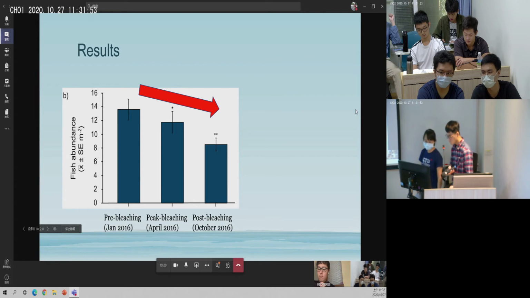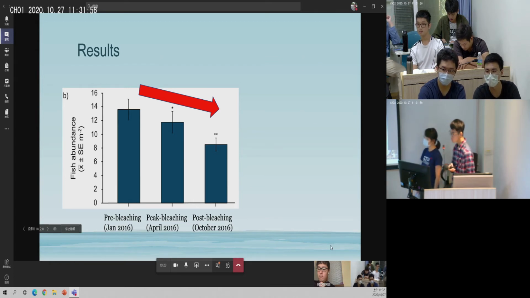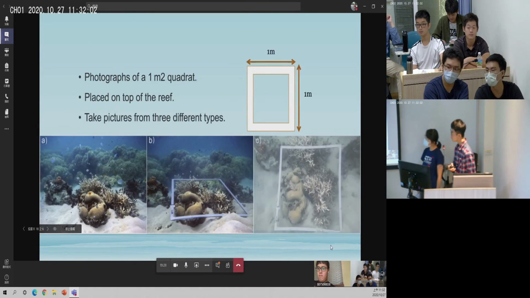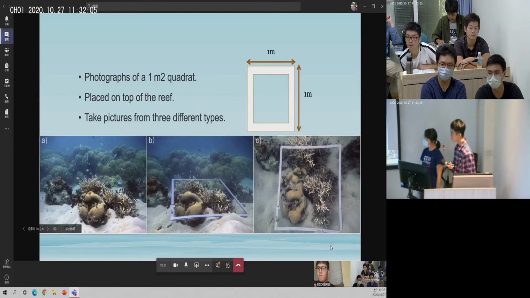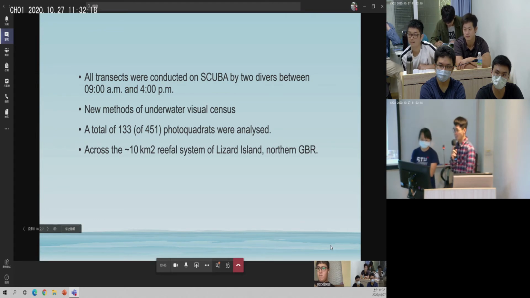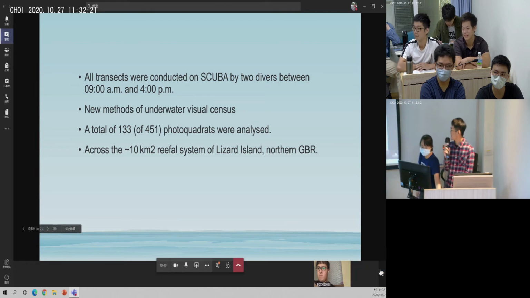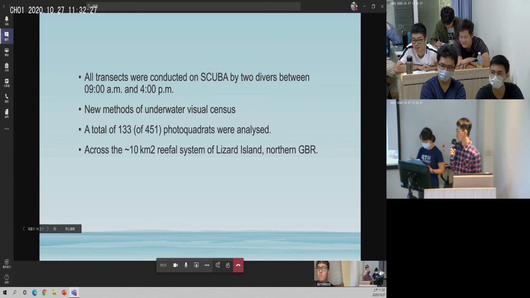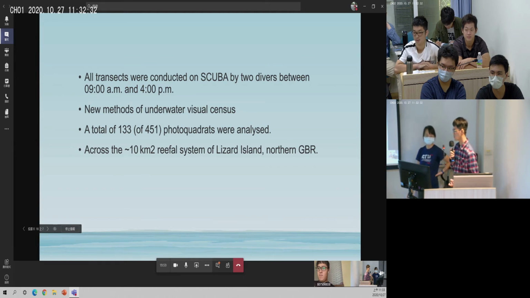Compared to the, this part is, next part is SCUBA. Repeat your question. She wants to know what SCUBA is. It's like scuba diving. People can wear equipment and go down into the water to do something.